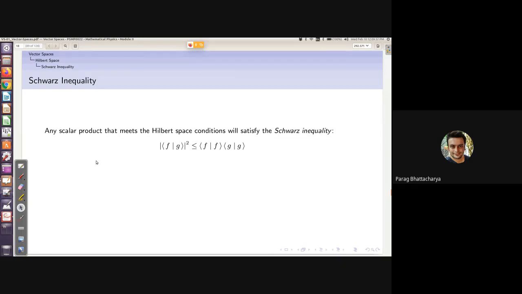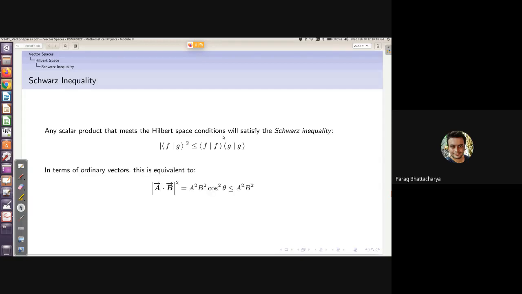Okay, so the Schwarz inequality says that if you take the scalar product of any two vectors and take the magnitude of the result, this quantity is guaranteed to be real, because in case the scalar product gives us a complex number, you're anyway taking the modulus squared, so that is going to give us a real number. This will always be less than or equal to the product of the individual squares of the norms, that is, the self scalar products of f and g. So that is your Schwarz inequality.